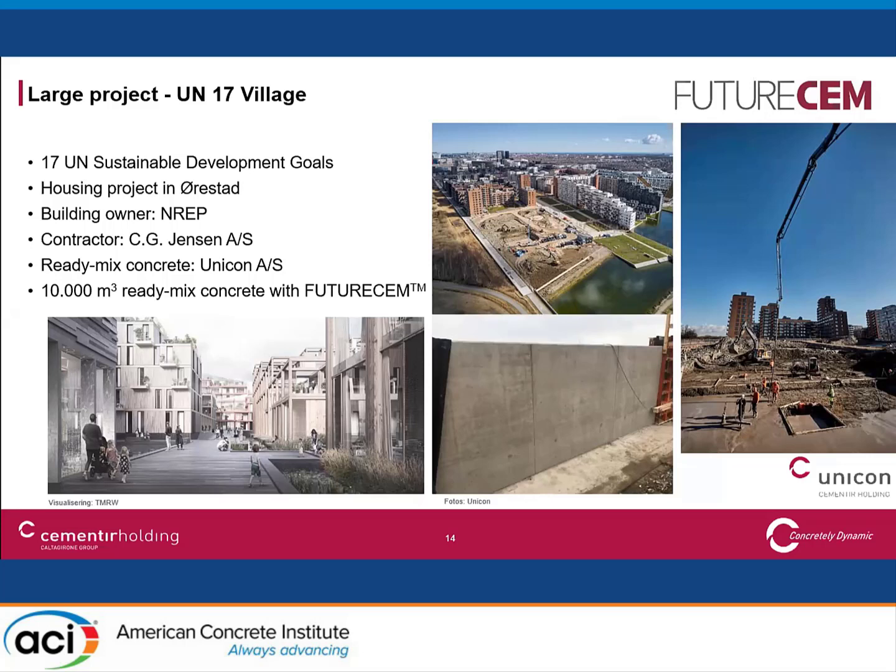And here's one example. It's a large construction called the UN 17 Village, which is supposed to be made according to the 17 UN Sustainable Development Goals. And of course, the building owner wanted the green cement, and therefore they selected FUTURECEMTM. And we are supplying, or have supplied, these 10,000 cubic meters of ready-mix concrete with the FUTURECEMTM.